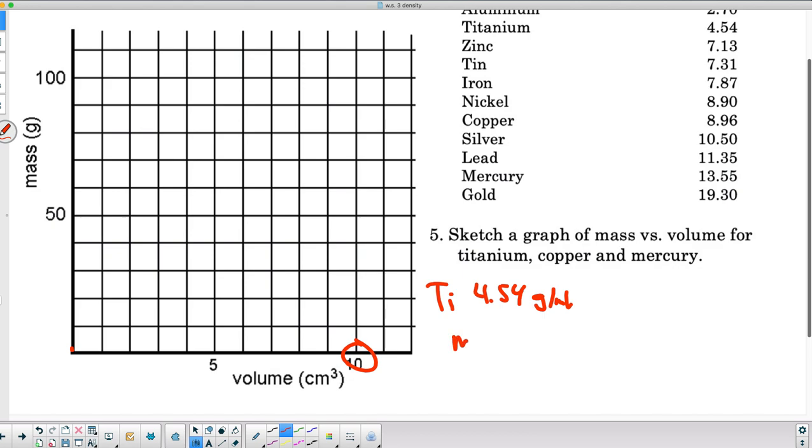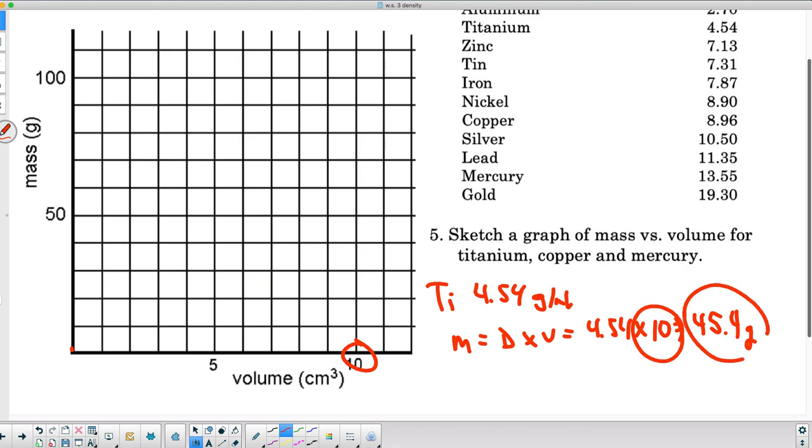To get mass, I take density times volume, like this. That means 4.54 times 10 equals 45.4. That's my mass. So if I do 10 milliliters as one point, I get 45.4. So 10 milliliters here, I go up to 45.4. Looks like it's right in the middle.